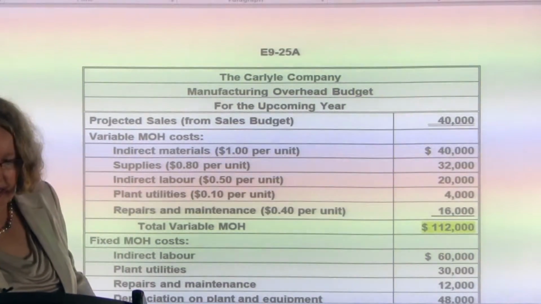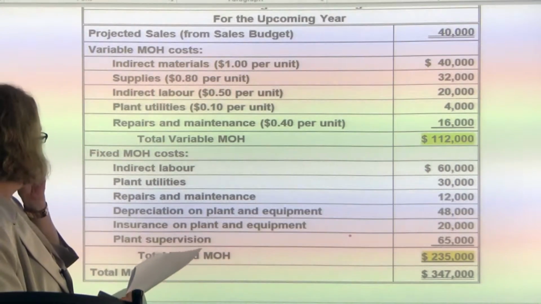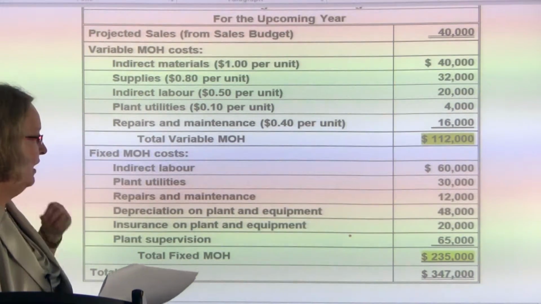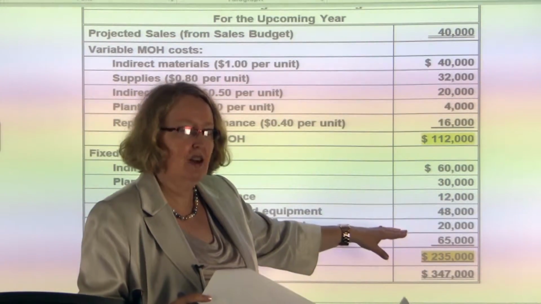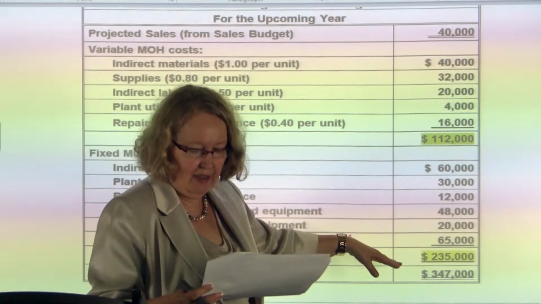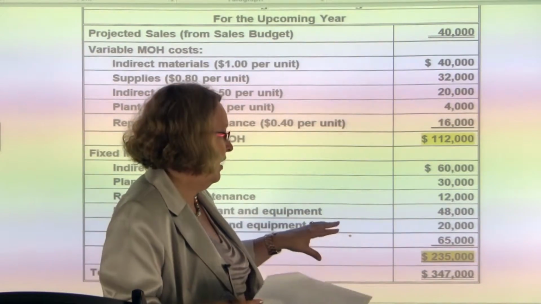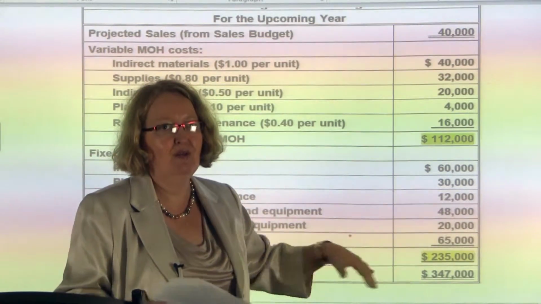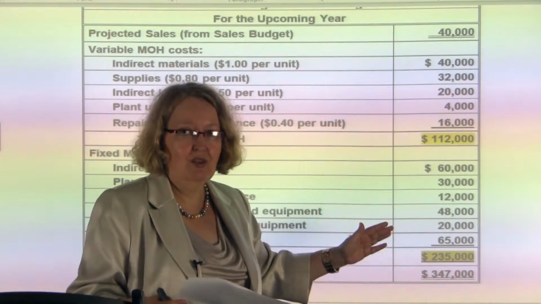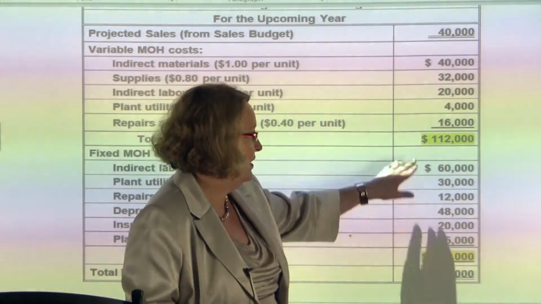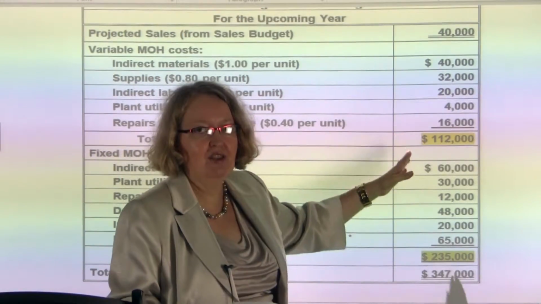The other component that you are given here is the fixed manufacturing overhead costs, and again, all you're taking here is all of the actual fixed overhead costs that you are given in the problem. And remember that your fixed costs are going to be $235,000 regardless of how many units you're producing. So if you only produced 30,000 units, this number doesn't change, but this one will. So your variable costs will vary depending on the number of units that you are producing.